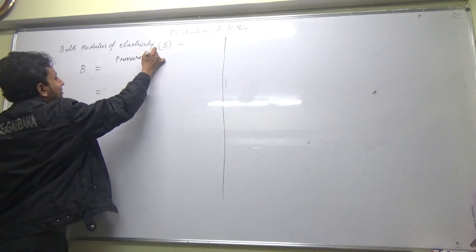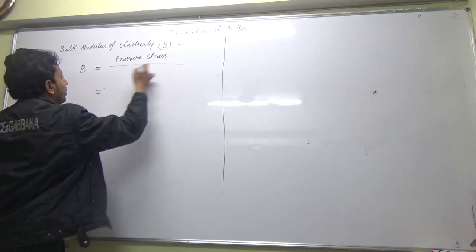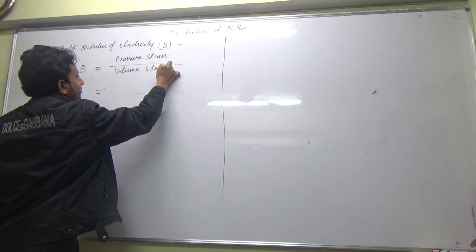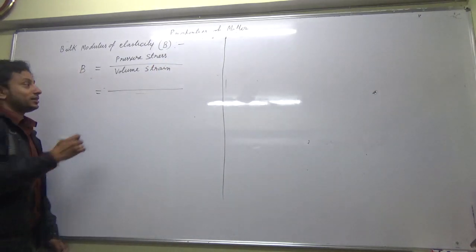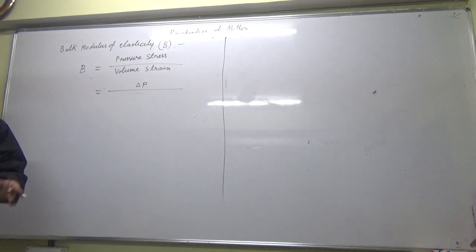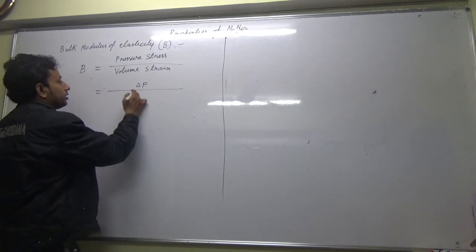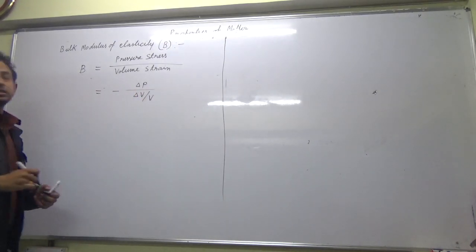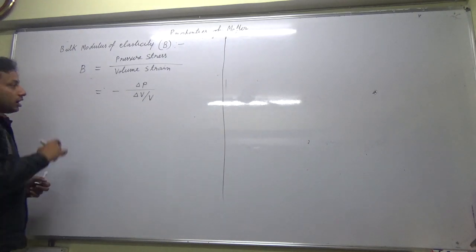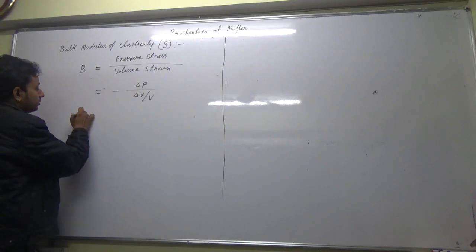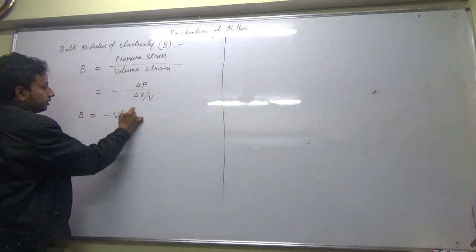Pressure stress divided by volume strain. देखो, what will be pressure stress? That is change of pressure, or if there is no pressure, then whatever pressure is applied, that will be pressure stress. And delta V by V with minus sign. ठीक है? In terms of calculus, in differential form, the same thing can be written as dP by dV.